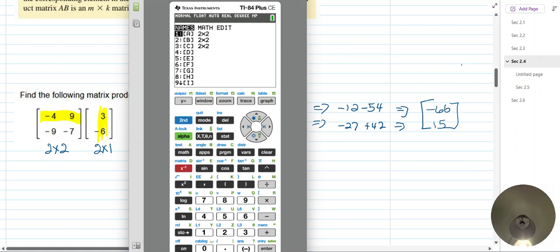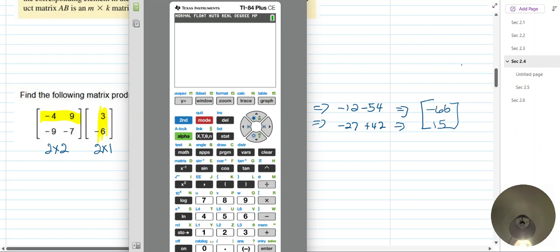I'm going to do a 2 by 1. Oops, sorry. Clear that. Second matrix. It would help if I'm in the right area, right? I'm going to go to edit and I'm going to go to 2. And it's going to be a 2 by 1. And I'm going to do a 3 and a negative 6. Here we are. So I'm going to do a second quit on the home screen.